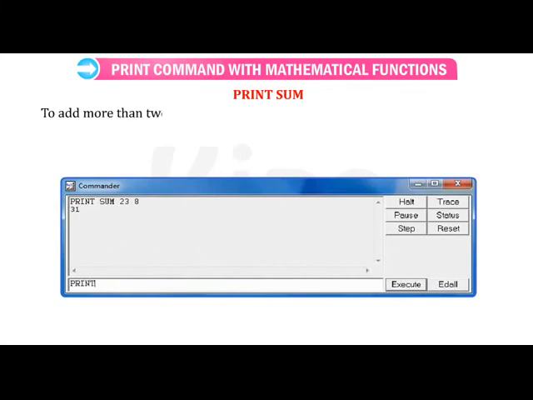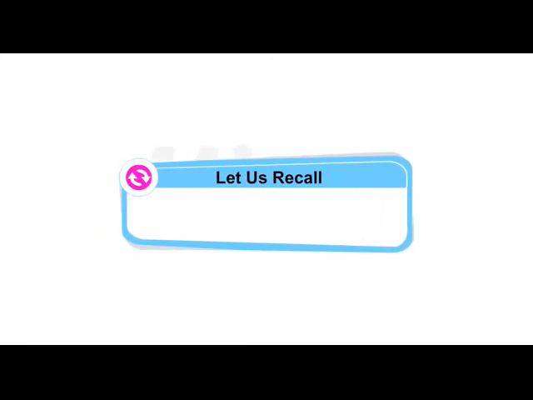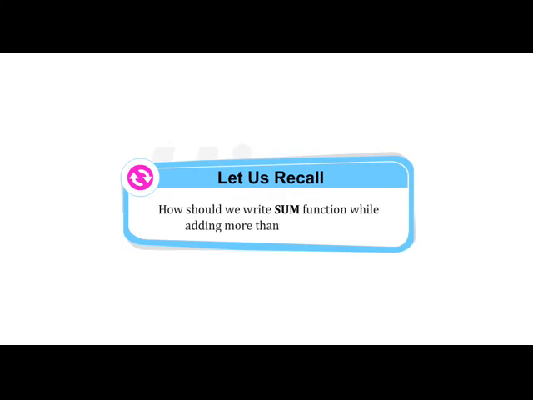To add more than two numbers, the operator sum along with the numbers has to be written within round brackets, as displayed in the figure. Okay, students, can you tell me how should we write sum function while adding more than one number?